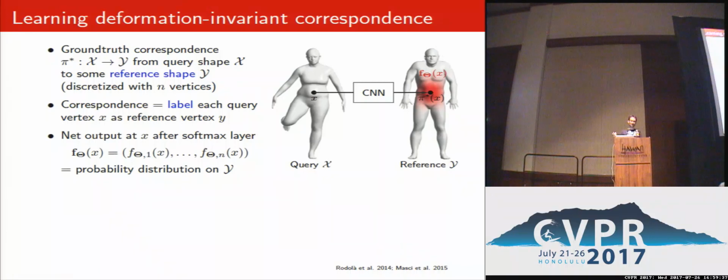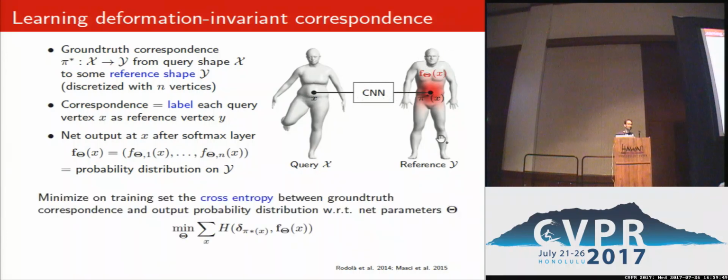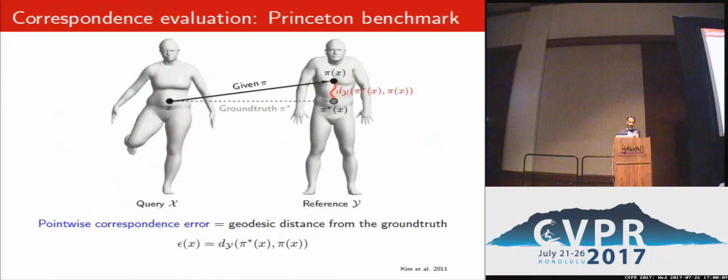It's just the label space. The output can be interpreted as a probability distribution, basically the probability of point x corresponding to a point y on the reference shape. We can find the optimal parameters of the network by minimizing cross entropy or logistic regression costs, that is, the distance between the ground truth correspondence distribution, a delta at the ground truth point, and the output produced by the neural network. Ideally we want both to be deltas at the same location.